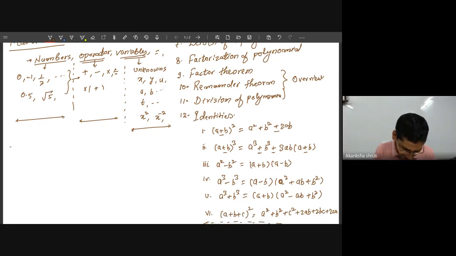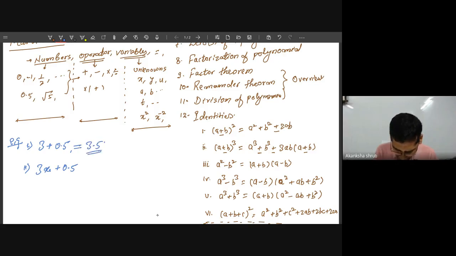For example, if I am just writing 3 plus 0.5, it is only a relation between numbers and operators. But if anyone is writing, say, 3 is associated with another variable x, and it is added with 0.5. Okay, students? In the first case, one can simplify that this is nothing but this can be equated as 3.5.